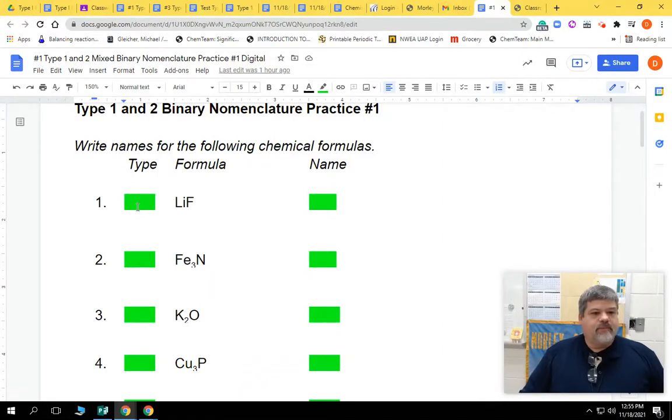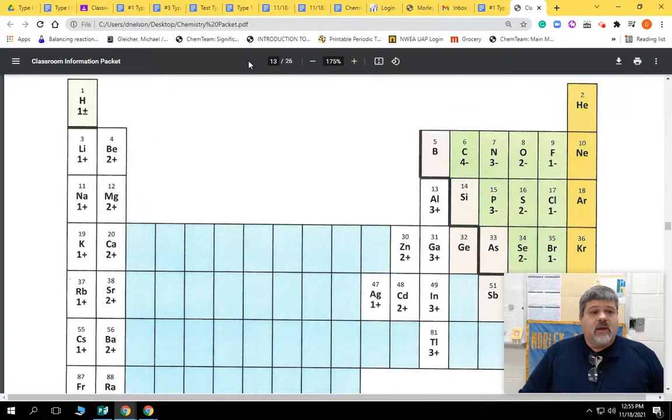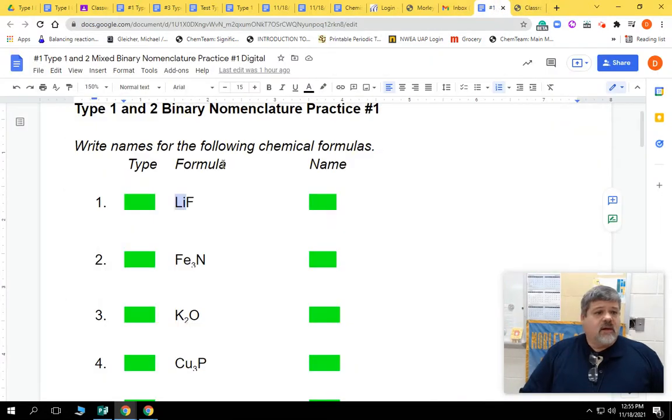Let's look at the first one. Here's question number 1 of practice sheet number 1, and we look at the first element, which is Li. Li is lithium, and lithium is right here on the periodic table. In the packet on page 12, you'll see that it's in column 1, in white. It has a charge, which means it's a type 1. So we go back to the sheet and put a 1 right there, so we know that it's a type 1.